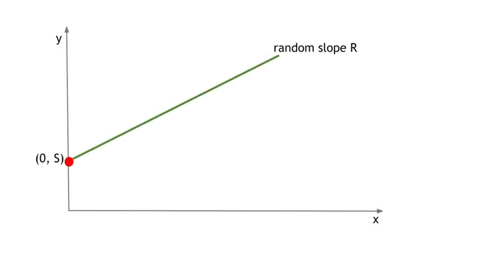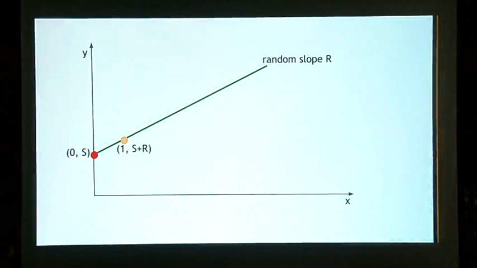Okay, now we're going to draw a line, and we're going to draw a line that has a random slope r. R is going to be generated randomly, and so we get a line like this. And now we can give out shares. The first share is this point here at x equals 1, and y is s plus r. The second share is here at x equals 2, and y turns out to be s plus 2r. The third share is here, x equals 3, and y is s plus 3r, and so on. We can go as far up this line as we want and generate as many shares as we want.